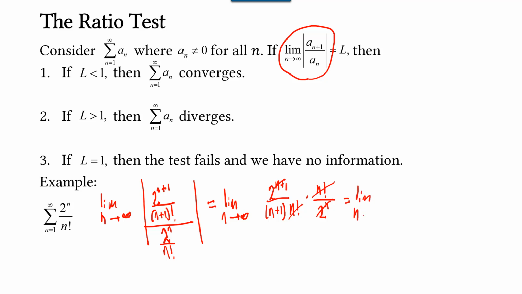So after the canceling, which will often happen with the ratio test, I'm looking at finding the limit of 2/(n+1), and that limit must be 0. As n grows to infinity, 2/(n+1) goes to 0. So we have L equals 0, and because 0 is less than 1, the series converges by the ratio test.